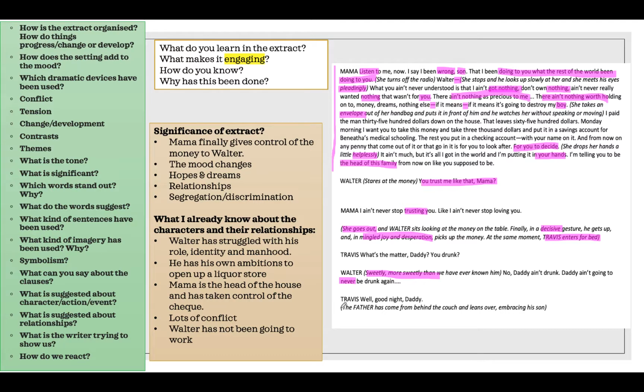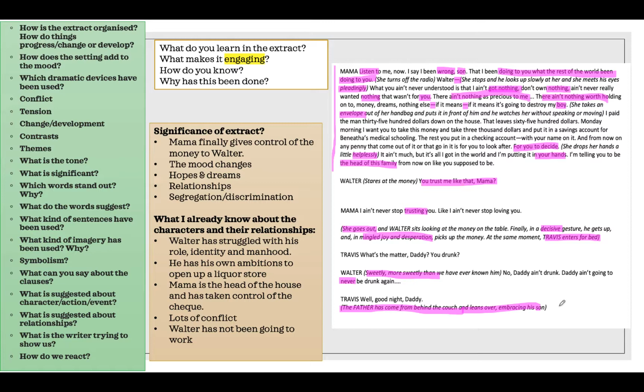And then we end with this rather touching and intimate scene between them. The father has come from behind the couch and leans over, embracing his son. So it's quite poignant that we end this way. And it gives not only Walter hope, but it also gives the audience hope. We are witnessing this quite intimate scene between father and son, and we feel positive for the family. We feel hopeful. We feel that maybe things will change for them.